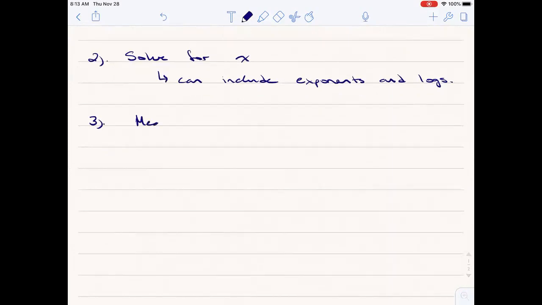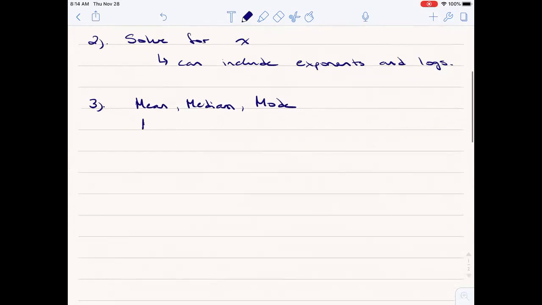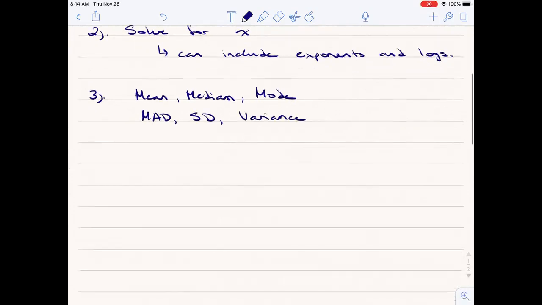So we've got the mean, median, the mode, the MAD, the standard deviation, the variance. Now it's been a while, so you might want to brush up on those.